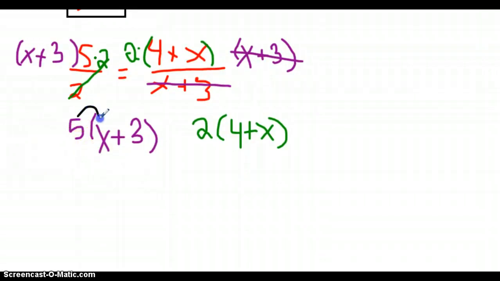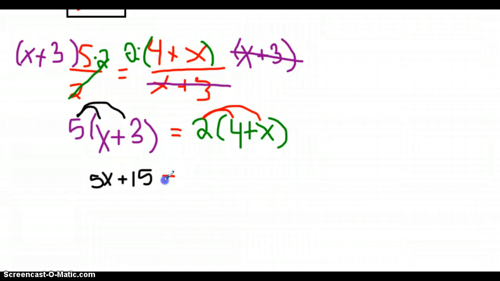As you notice, we have to distribute two coefficients. So 5 times x is going to give me 5x, and 5 times 3 will give me 15. On the other side of the problem, I'm distributing 2. Let's put my equal sign back in. So 2 times 4, 2 times x, so I'm equal to 8 plus 2x.